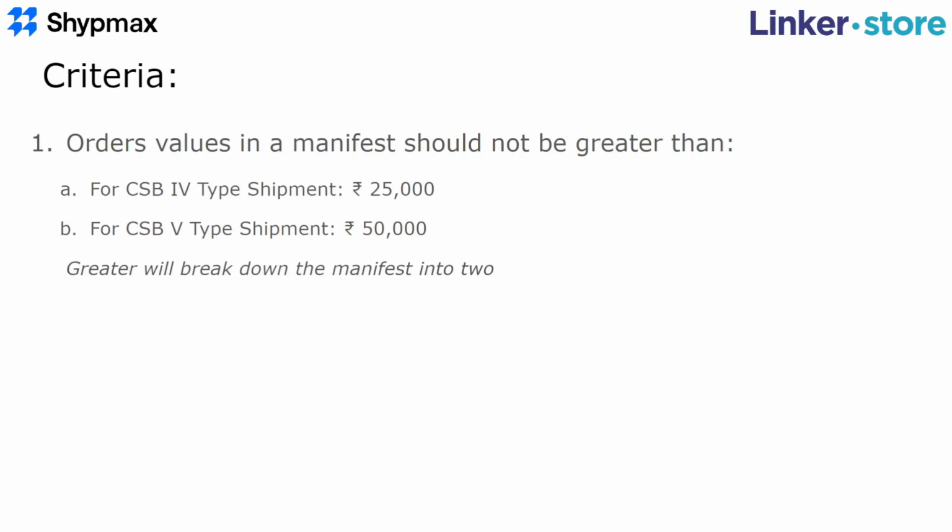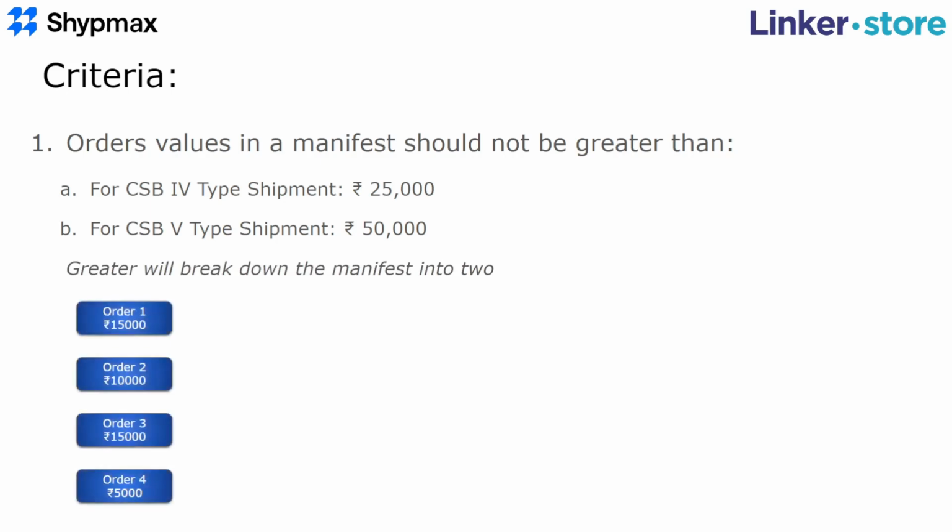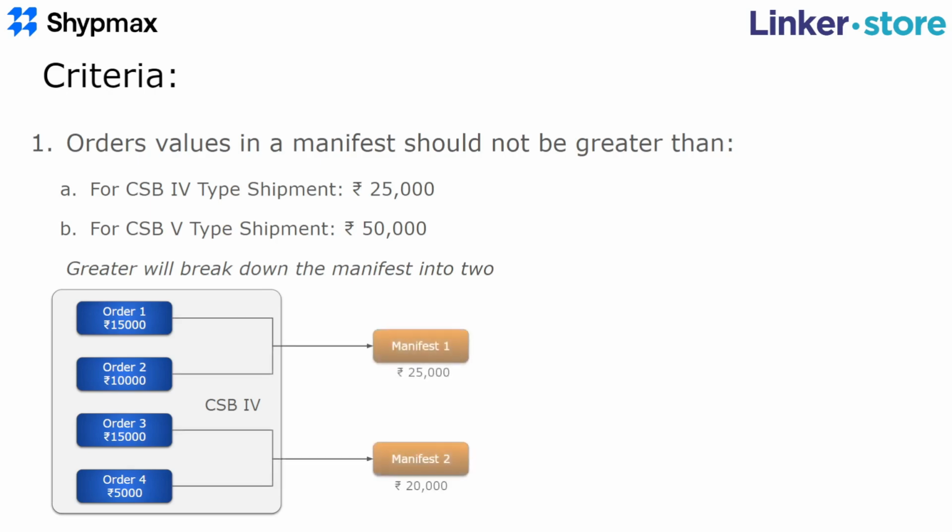Let's understand this with an example. Here we have 4 orders, and the aggregate value of all these orders is 45,000, and they are all CSB 4 type shipment. So they will be broken down into 2 manifests. One is of 25,000 and the second is of 20,000. Another important thing to understand is that orders from one manifest will be packed into one packet or box.